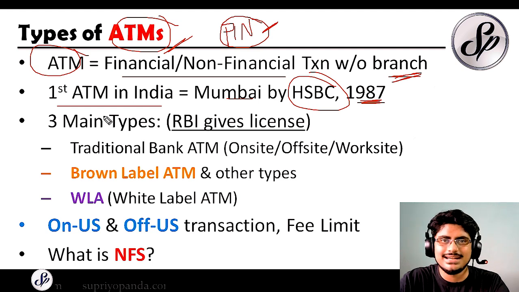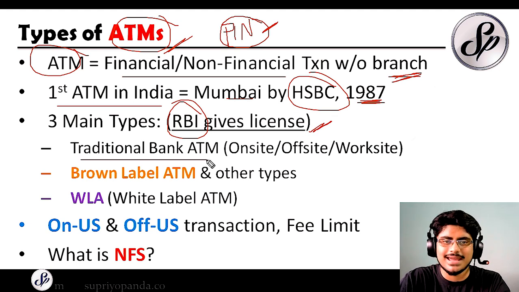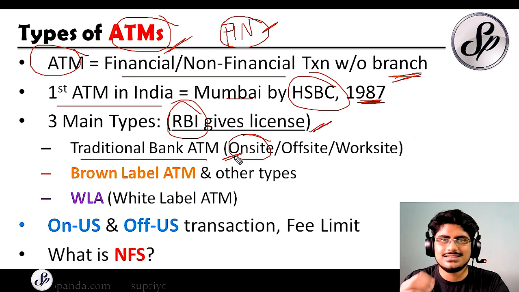Now the three main types of the ATM. Remember that RBI is giving license to all these people. So without an RBI license, you cannot manage an ATM in India. Now the main three types. The first one is the traditional bank ATM. Now we have all been to these. There are three different types of these. The first one is the on-site ATM. On-site ATM means the ATM which is attached just next to a branch. In a branch, you might have seen some ATM just alongside it. That is the on-site ATM.